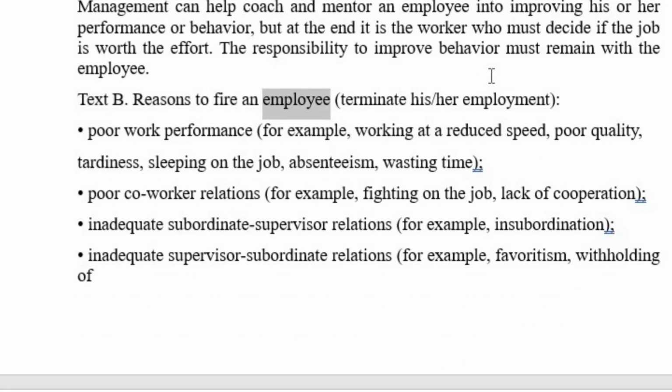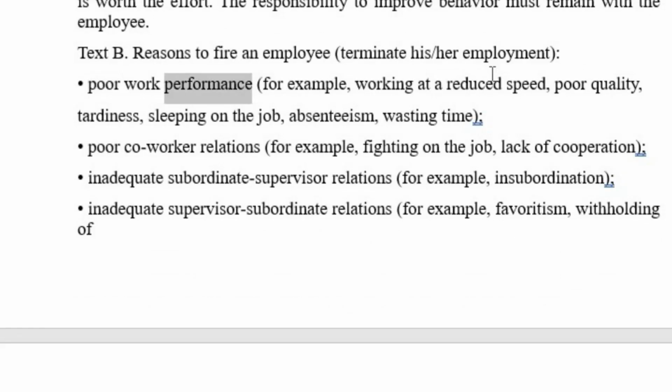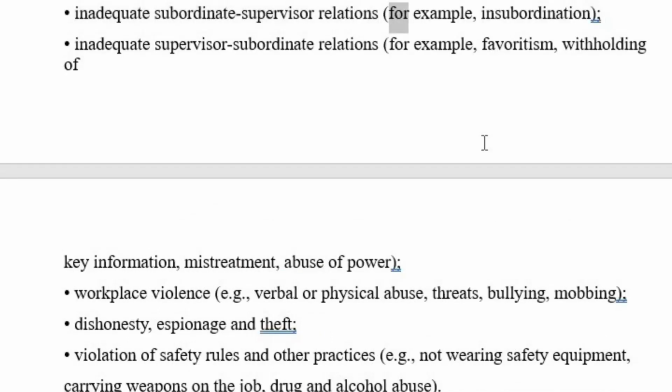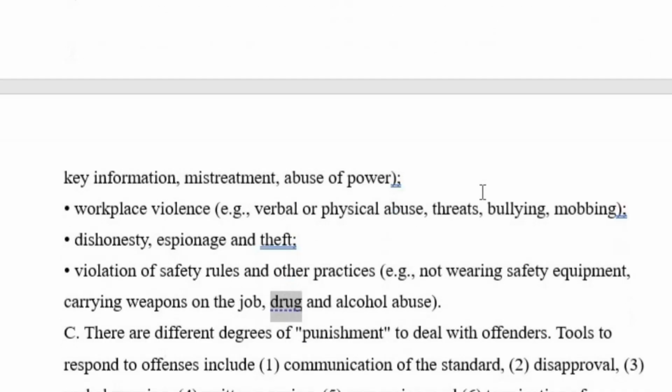Text B. Reasons to fire an employee. Terminate his/her employment. Poor work performance, for example, working at a reduced speed, poor quality, tardiness, sleeping on the job, absenteeism, wasting time. Poor coworker relations, for example, fighting on the job, lack of cooperation. Inadequate subordinate-supervisor relations, for example, insubordination. Inadequate supervisor-subordinate relations, for example, favoritism, withholding of key information, mistreatment, abuse of power. Workplace violence, e.g., verbal or physical abuse, threats, bullying, mobbing. Dishonesty, espionage, and theft. Violation of safety rules and other practices, e.g., not wearing safety equipment, carrying weapons on the job, drug and alcohol abuse.